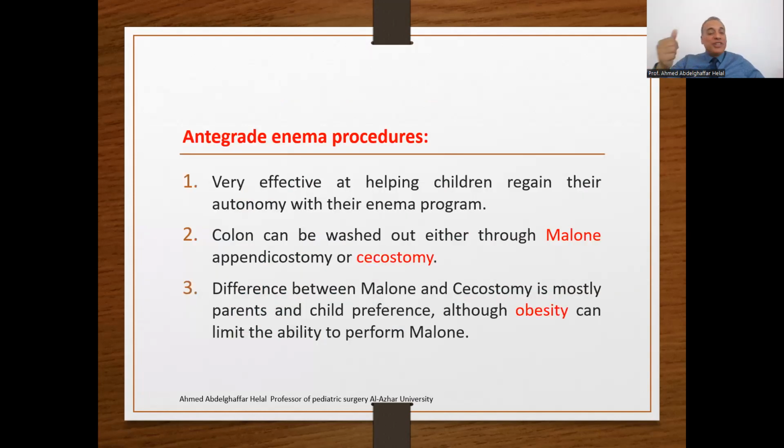Antegrade enema procedure is very effective at helping children regain their autonomy with enema program. They can perform the enema themselves. Colon can be washed either through the Malone or cecostomy. The difference between the Malone and the cecostomy is mostly the parent and the child preference, although obesity can limit the ability to perform Malone.